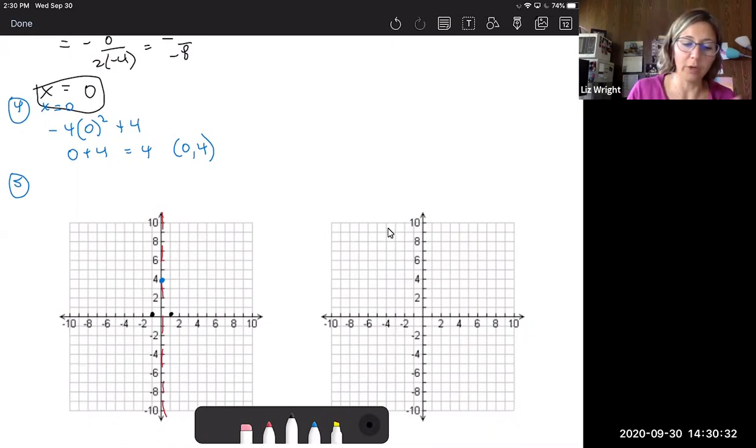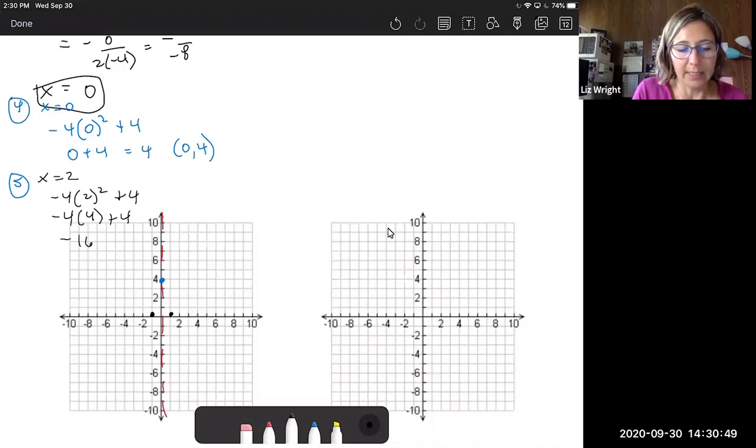You could use 2 or negative 2. I'm going to use 2. So now I'm just going to write x equals 2 here. And then I'm going to do negative 4 times 2 squared plus 4, which is going to give me negative 4 times 4 plus 4. Negative 16 plus 4, which is going to ultimately give me negative 12.